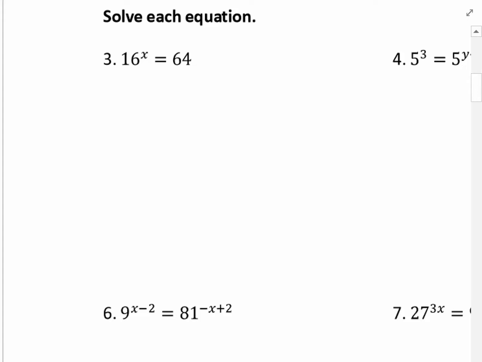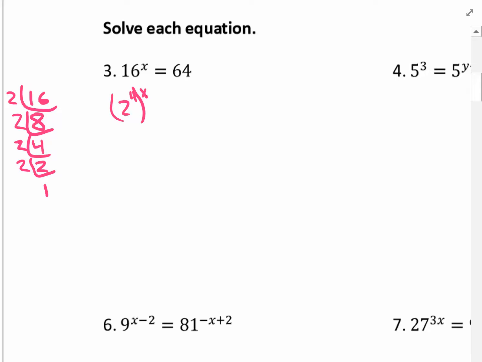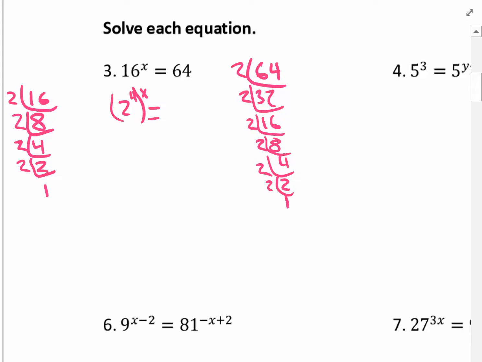Okay, solve the equation. When in doubt, hedge. So we're going to hedge the 16 and the 64. 16 divided by 2, 8. So 16 becomes 2 to the 4th. Don't forget about the x being there. We have to hedge the 64 as well. So we get 2 to the 6th power.